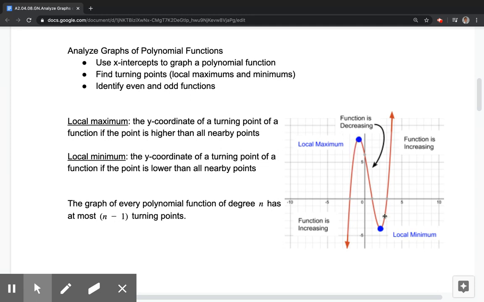So there's 1 turning point, there's 2 turning points. A cubic function will not have more than 2 turning points. It can have less than that, but it definitely cannot have more than that.